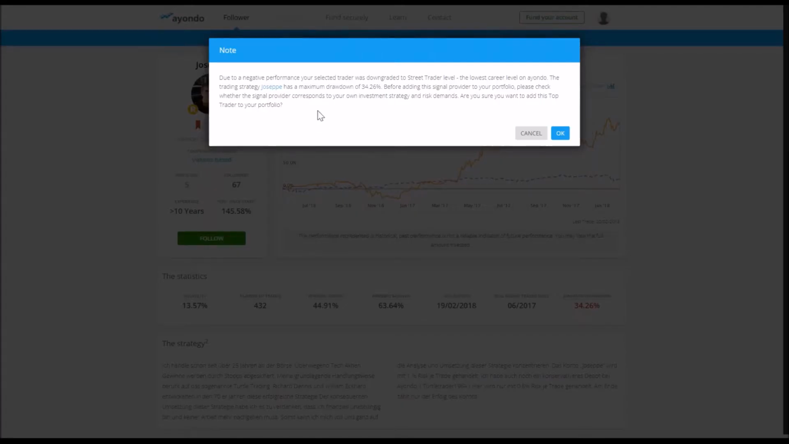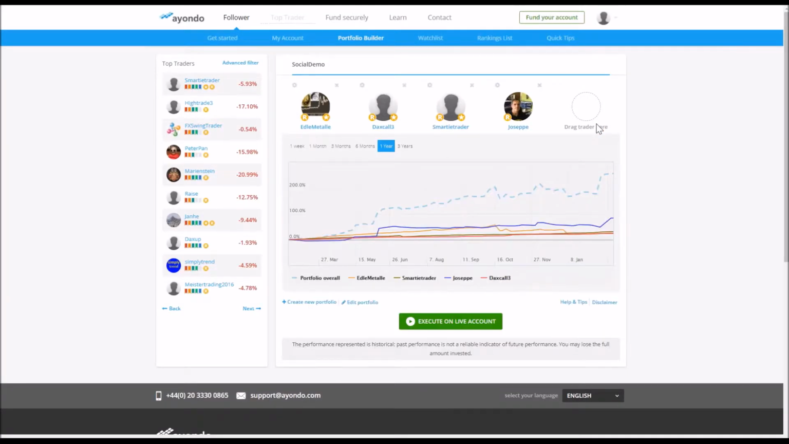Okay, due to a negative performance, your selected trader was downgraded to street trader level. Okay, so I'll say okay. There are various levels they can go through on the Aondo platform. Okay, so I've added in Giuseppe. So this is my portfolio of traders. So I've got Edelmetall, DAX Call 3, Smarty Trader, and Giuseppe. Okay, so they're all real money traders in my account.